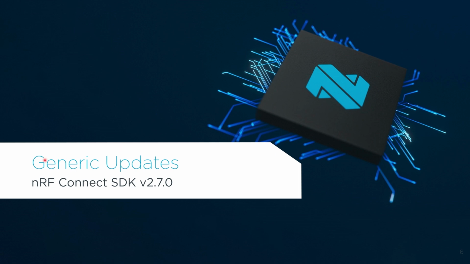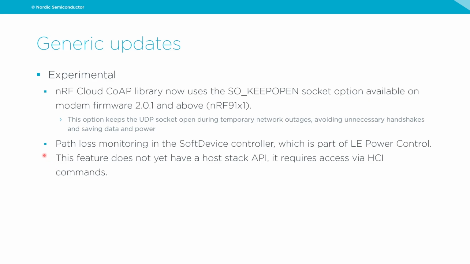Okay, so with that being cleared out, let's get started and look at the generic updates in nRF Connect SDK 2.7.0. First, looking at the experimental features, the first update is in our nRF Cloud libraries, which give you easy access to our various cloud services directly from our cellular IoT devices.